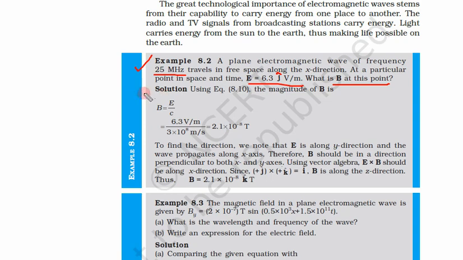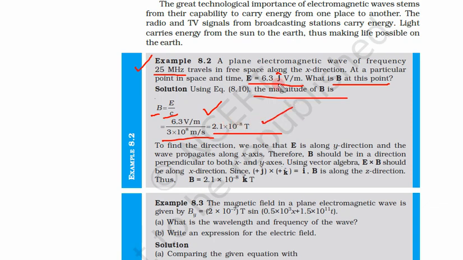So we have already seen the magnitude of B. B is simply E by c. So if we know E at that point, we can find B. So E is 6.3 volt per meter, and c is equal to 3 into 10 to power 8 meter per second. So when we calculate, we get 2.1 into 10 to power minus 8 Tesla.